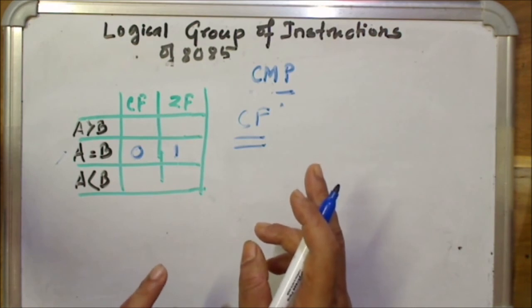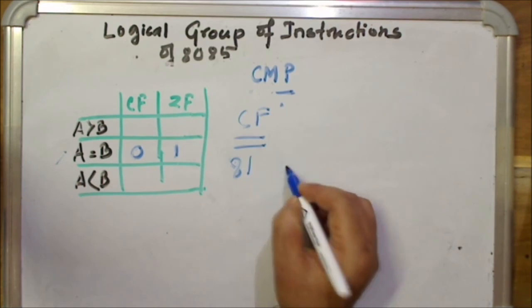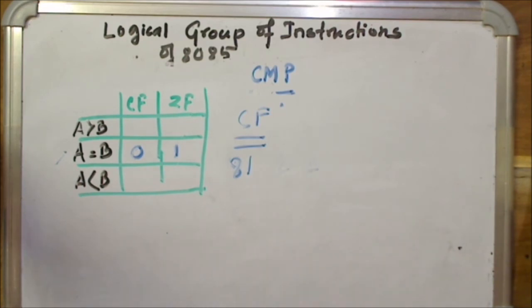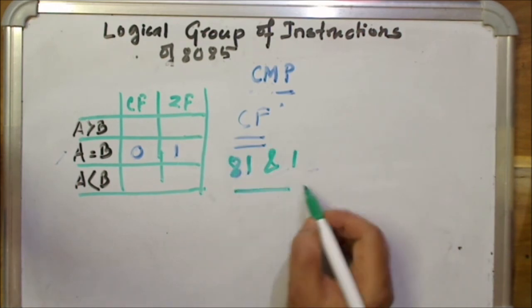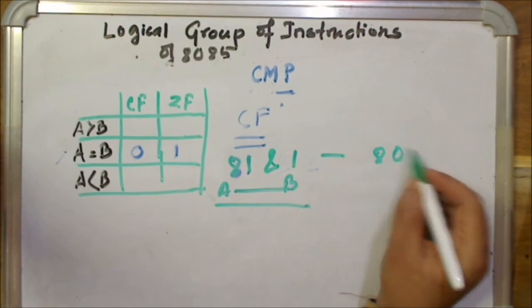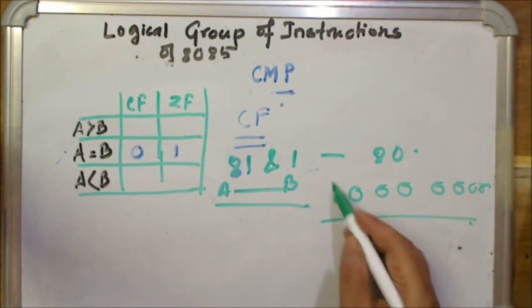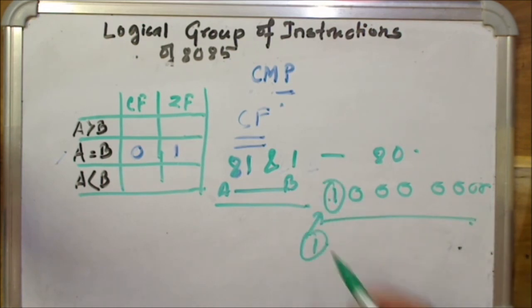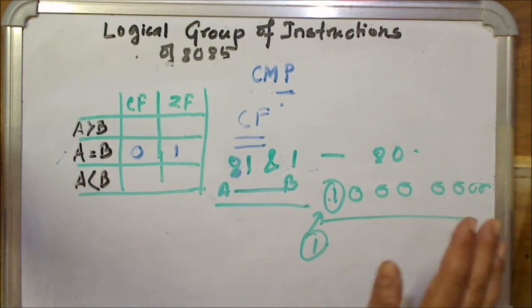Never trust the sign flag, because suppose you have 81 in the accumulator and 1 in register B. If you subtract it, it will become 80. So in the accumulator, it will be 1000 0000. That means the MSB is 1. But if you conclude that if the MSB is 1, the answer is negative, you are wrong. So these conditions arise. So you don't trust the sign flag.